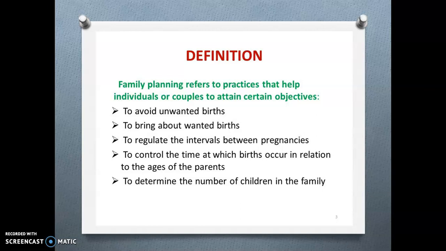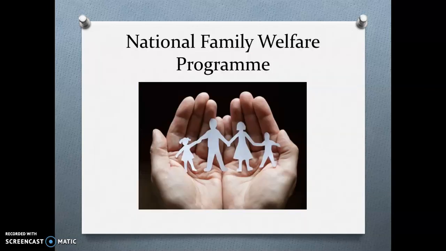Then they can determine the number of children in the family, whether they want a single child or 2 children or more than 2 children. Like that, they can decide the number of children that they can have in the family. All these are the objectives of family planning. So family planning is actually concerned with the birth of the children, and the decision is taken by the couples or the parents.